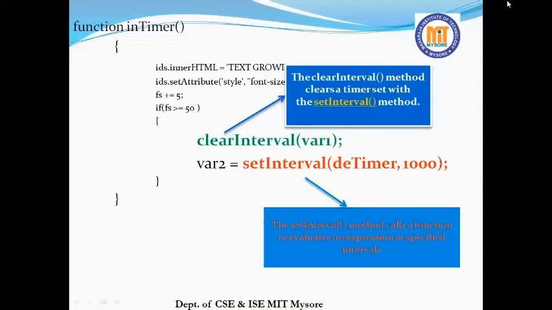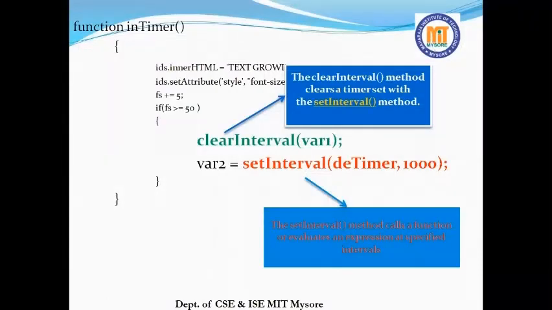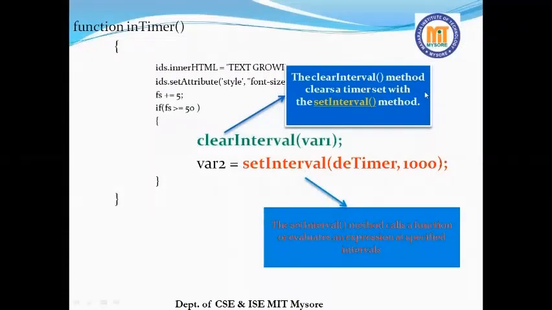As I said earlier, if the font size reaches 50, then we are calling the function clearInterval with the variable var1. Then again we are setting that variable. This is the parameter we already used in the setInterval method. Next, after clearing that, again we are setting a timer in order to decrement the size of the text.